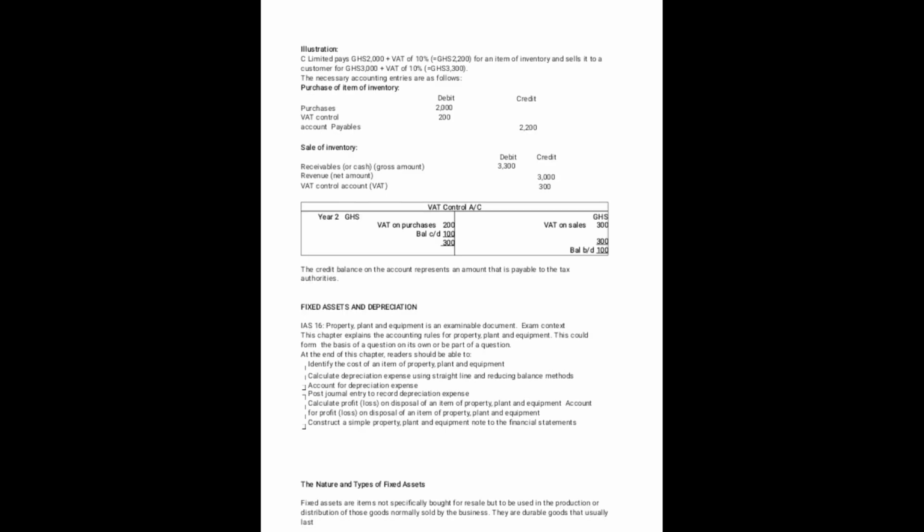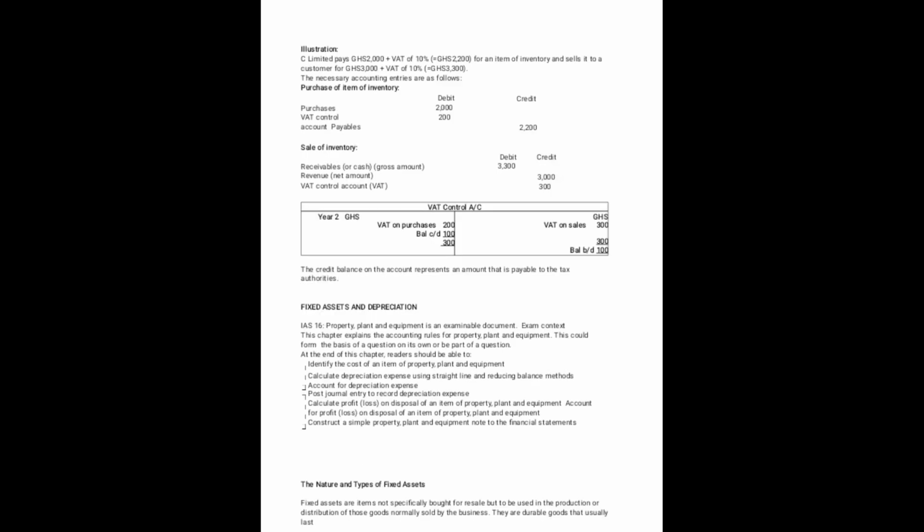Then when there is VAT on purchases, which is the input VAT, we debit the purchases at its net amount. We debit VAT control account, and we credit payables instead of receivables. We will rather credit payables. Yes, so that is it.